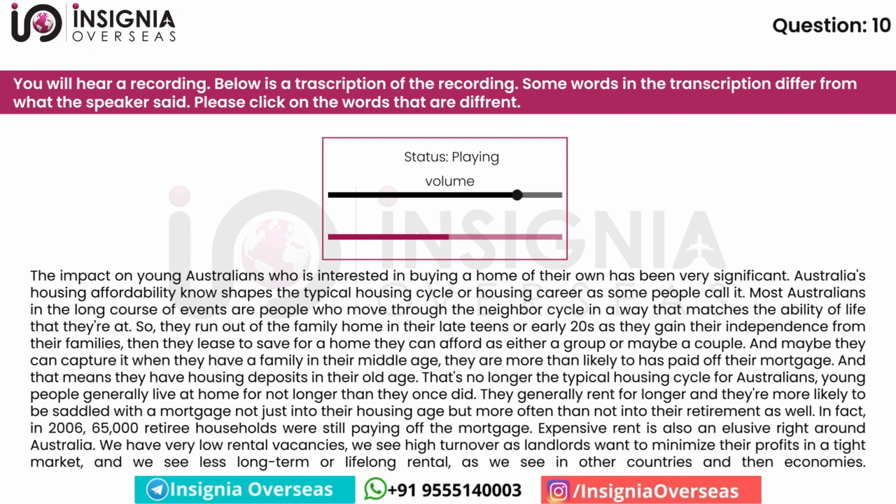That's no longer the typical housing cycle for Australians. Young people generally live at home for much longer than they once did. They generally rent for longer, and they're more likely to be saddled with a mortgage not just into their middle age but more often than not into their retirement as well. In fact, in 2006, 65,000 retiree households were still paying off the mortgage.